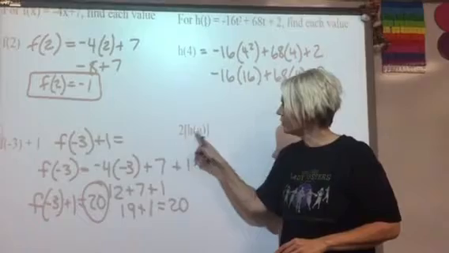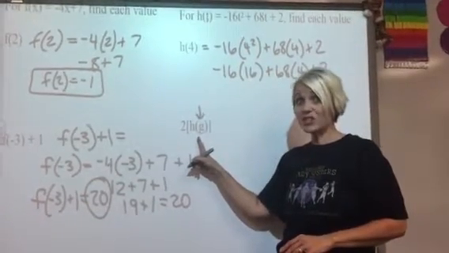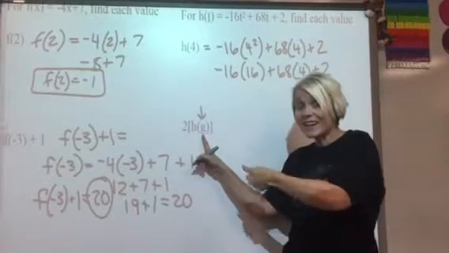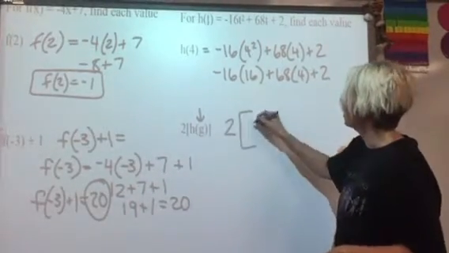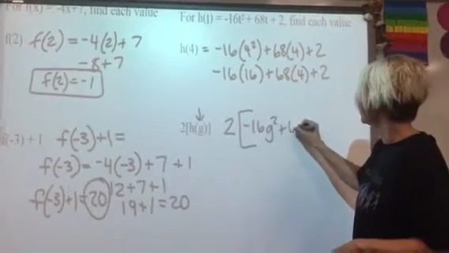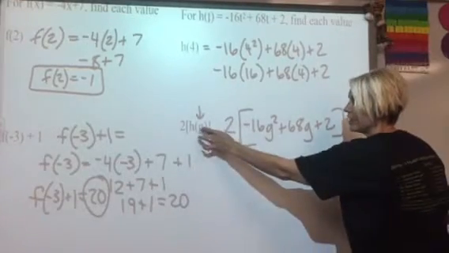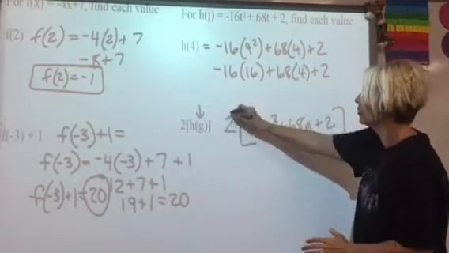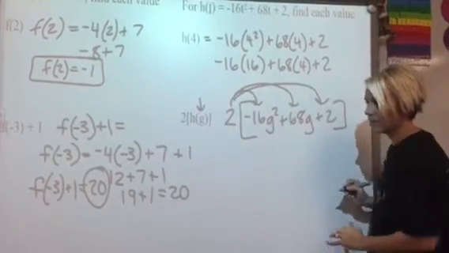When I have a 2 times h of g, this is going to be the same as h of t, but you put a g every place there is a t. So I have 2 groups of h of g. So it's negative 16g squared plus 68g plus 2. I just put a g every place I put a t. And then what we'll do is we'll distribute that 2, and I'll have you answer this in your notes as well.